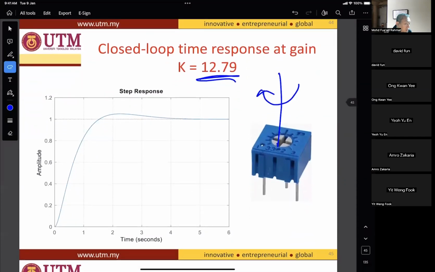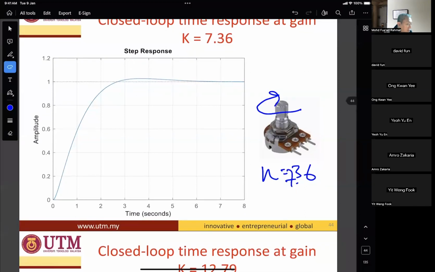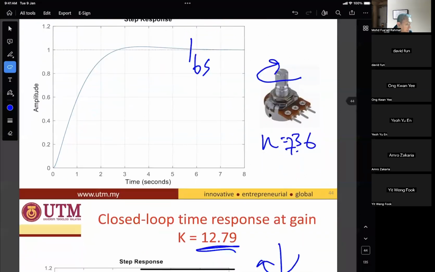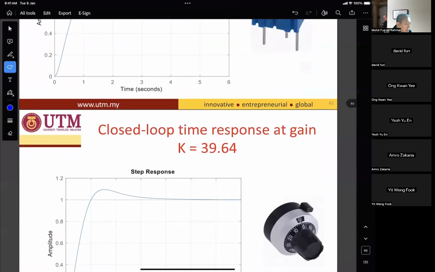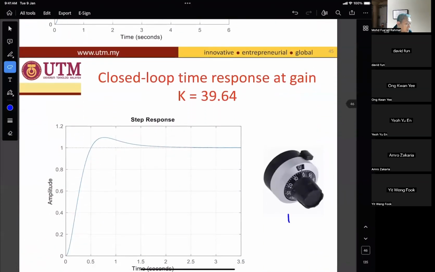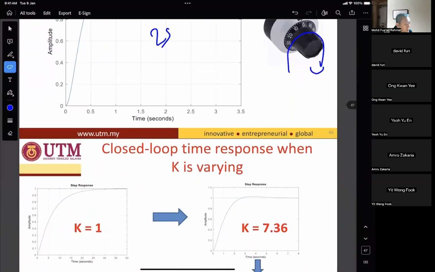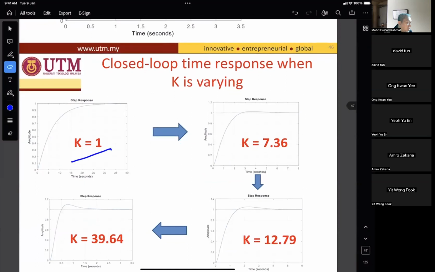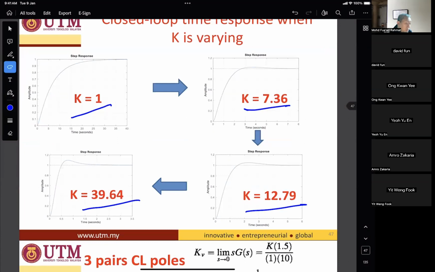So 12.79, much better. You can see that for this one the settling time is about here, 6 seconds. This one is much better, at 4 seconds settling time. And then 39.64, so you adjust the knob to the gain 39.64. You can see that the settling time is almost 2 seconds. So we can see the change when K equals 1, 7.36, 12.79, and 39.64.